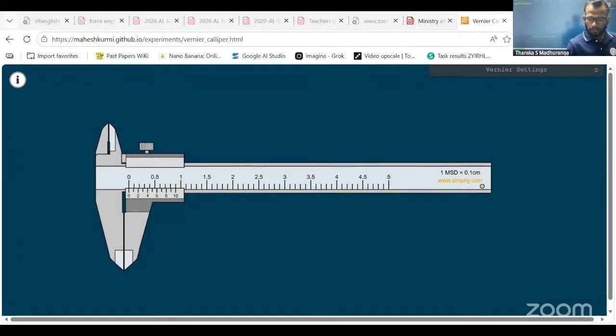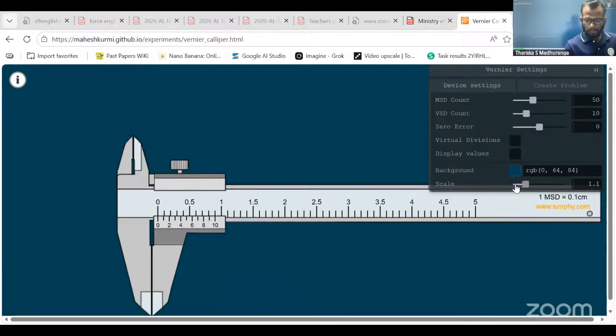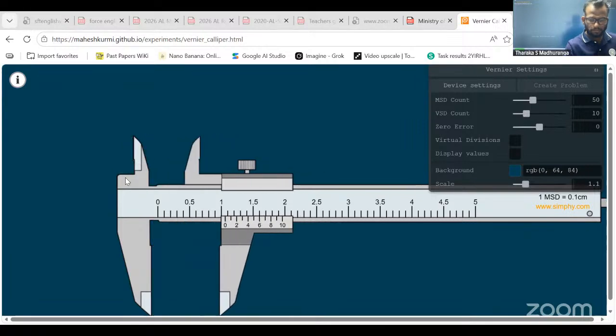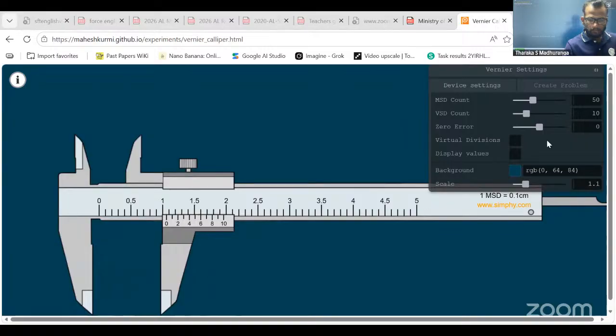Okay. This is a vernier caliper. You can see 9 millimeter on the main scale divided into 10 identical parts by the vernier scale, right? These are the main parts of a vernier caliper: the internal jaws, external jaws, main scale, vernier scale, and the depth measuring strip.